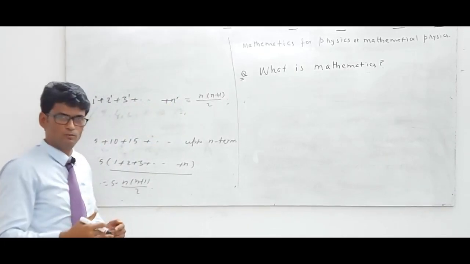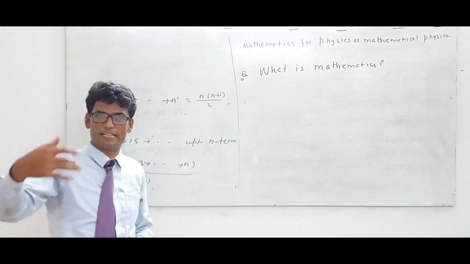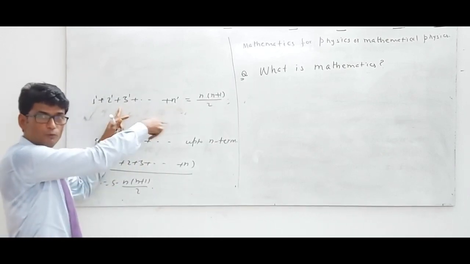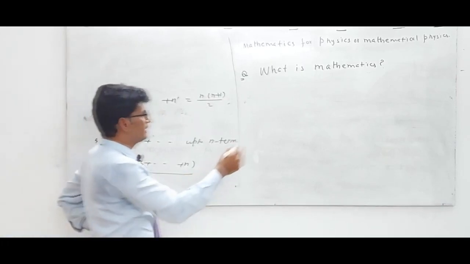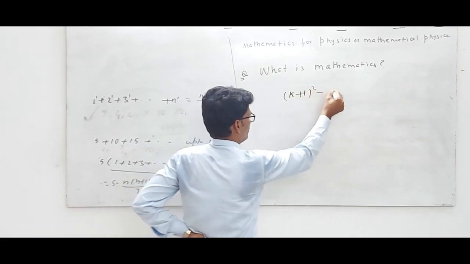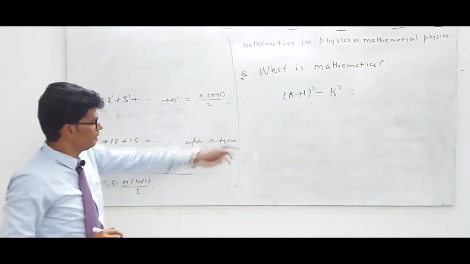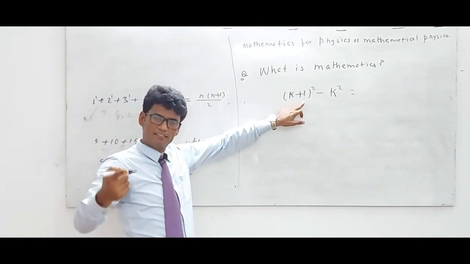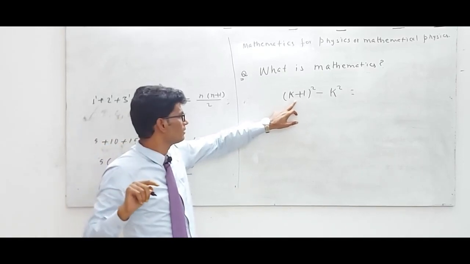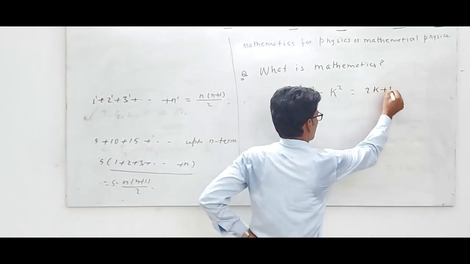If you are writing 2, customarily we do not write 2 to the power 1. If you are writing 5, no 5 to the 1, 10, no 10 to the 1. Understood. But I am just showing it here for interest. Take the identity: k plus 1 whole square minus k square is equal to, using a plus b whole square equals a square plus b square plus twice a into b, k square cancels here, leaving twice k plus 1.